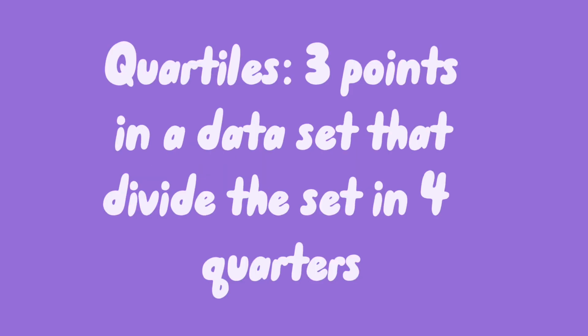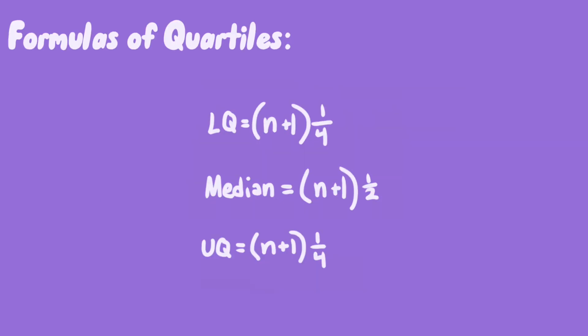Quartiles. Quartiles are 3 points in a dataset that divide the set into 4 quarters. There is the lower quartile, the median, and the upper quartile. I wanted to take this time to talk about another median formula, which is the number of data points in a set divided by 2. And you can apply this logic to the lower quartile and upper quartile values as well.